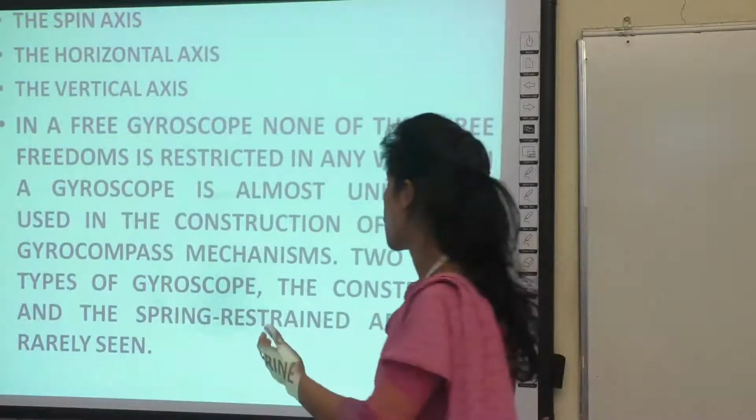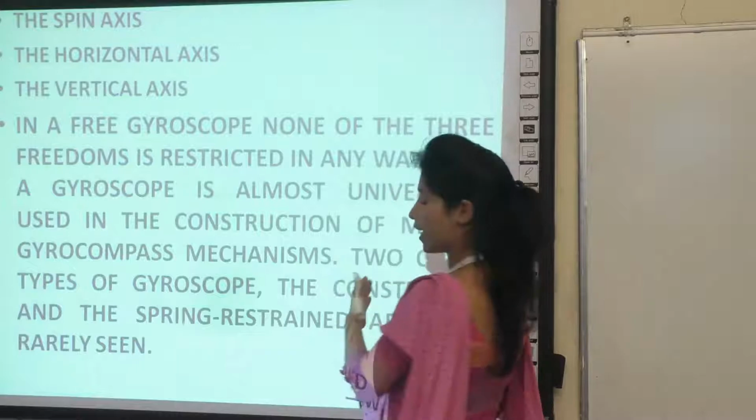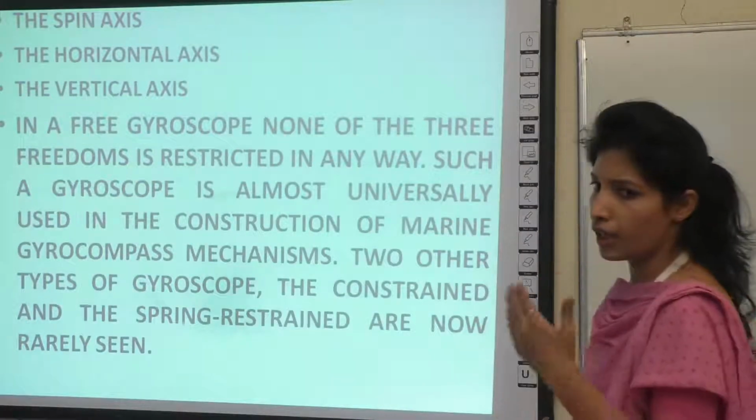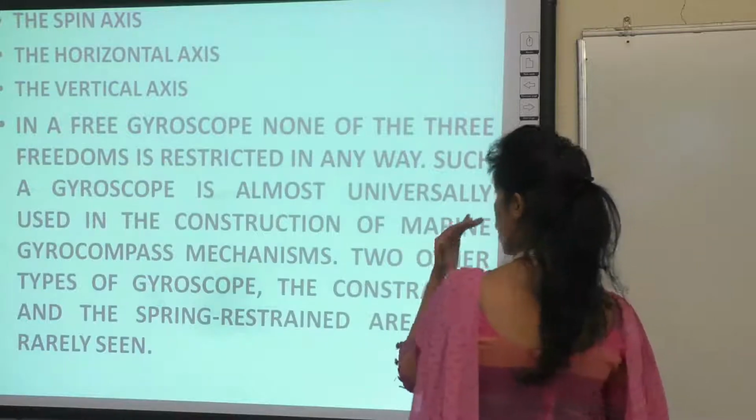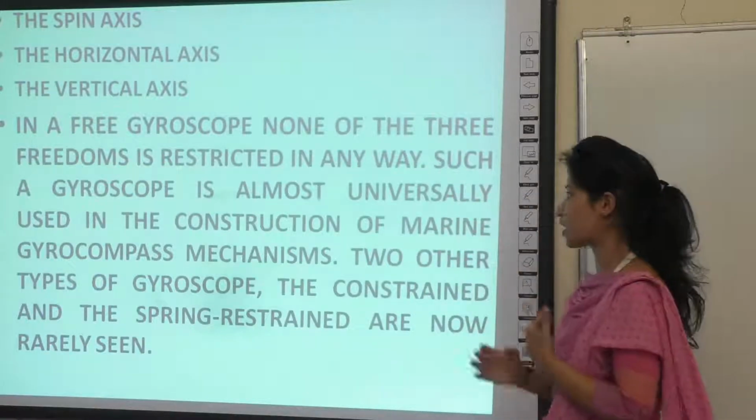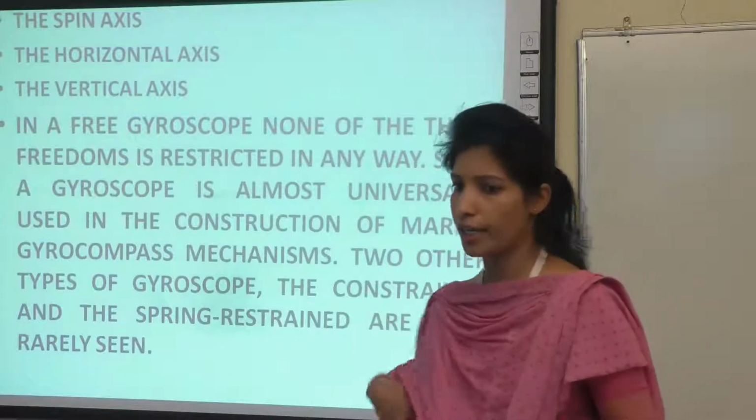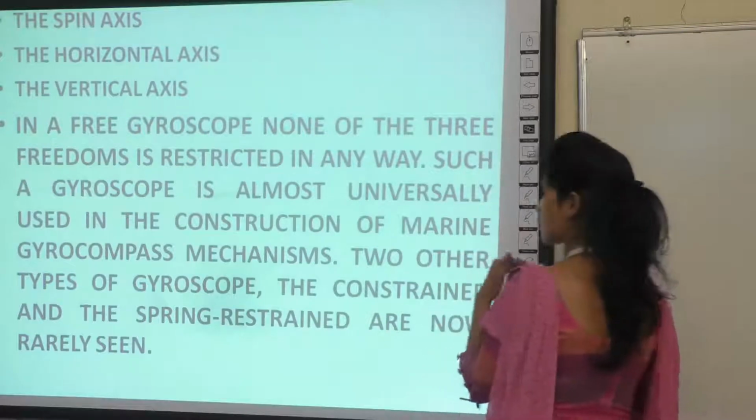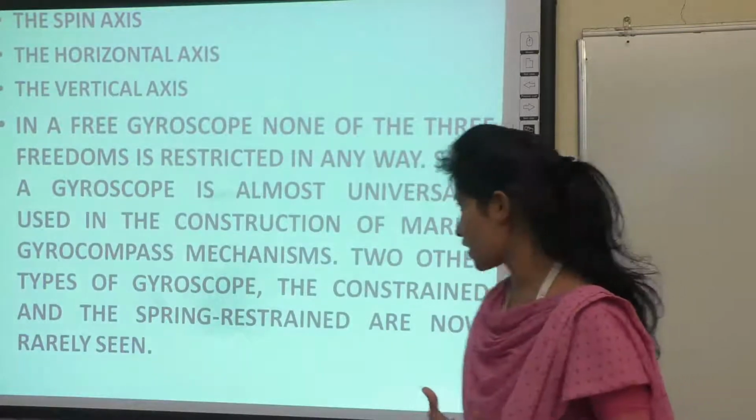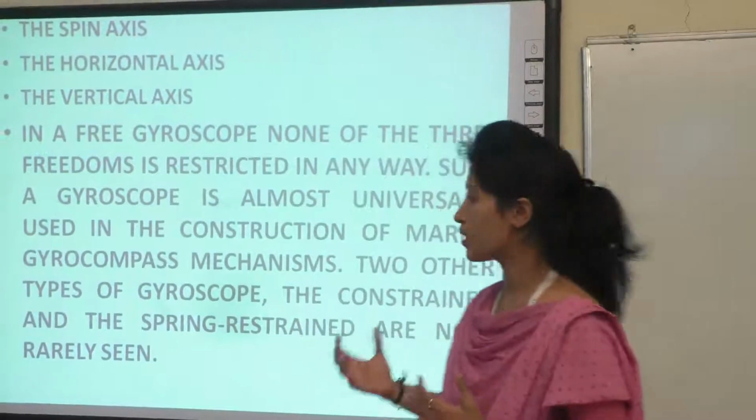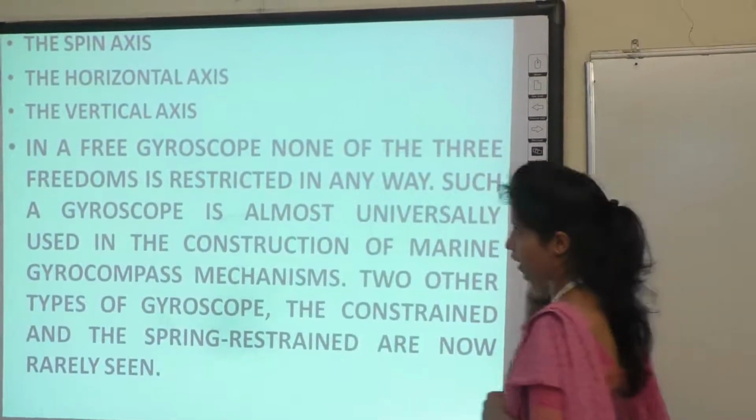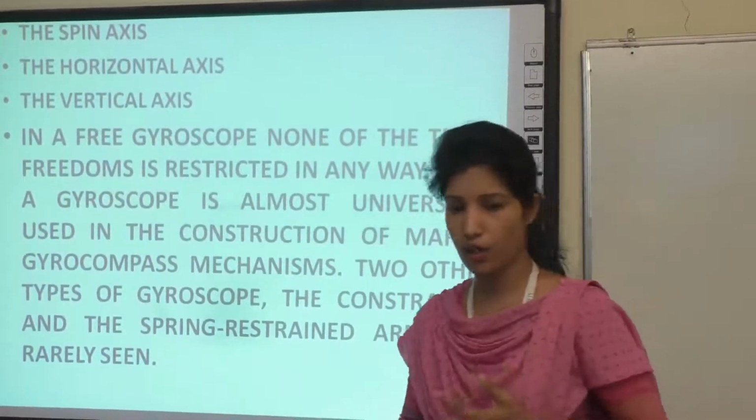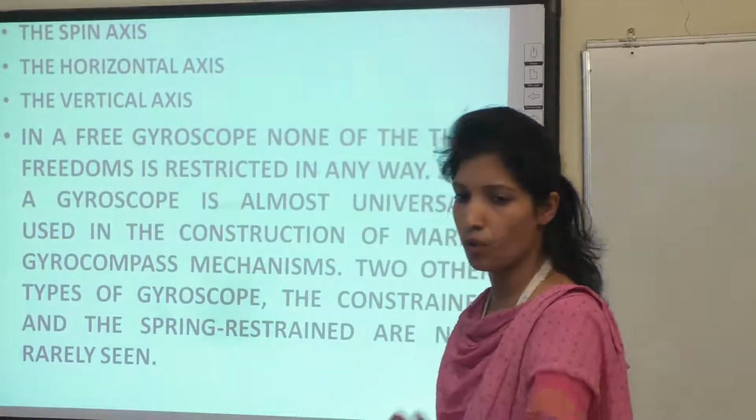In a free gyroscope, none of the three freedoms is restricted in any way. These three are called spin, horizontal and vertical. Such a gyroscope is almost universally used in the construction of marine gyrocompass mechanisms. The other types of gyroscope, with constraint and spring restriction, are now rarely seen. These are the three axes: one is the spin axis, the vertical axis and the horizontal axis. It moves about these, and we have to remember this most.